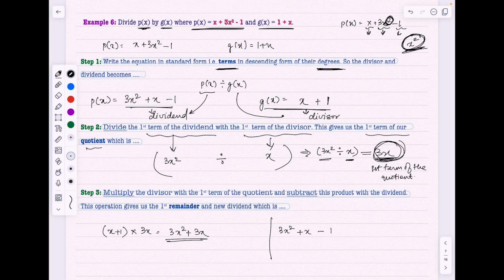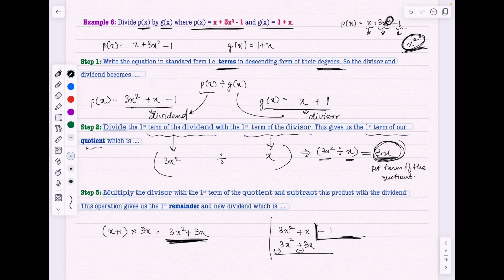So you subtract this product that I have got by multiplying the divisor with the first term of the quotient from the dividend. I am subtracting 3x square plus 3x. I have to subtract, so this is minus, this is minus. You leave this term out; it will become a carryover. Because there are only two terms in this product, you subtract the first two terms only.